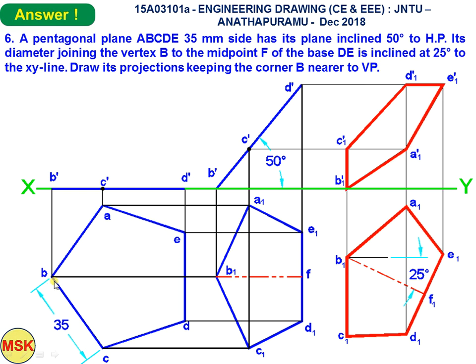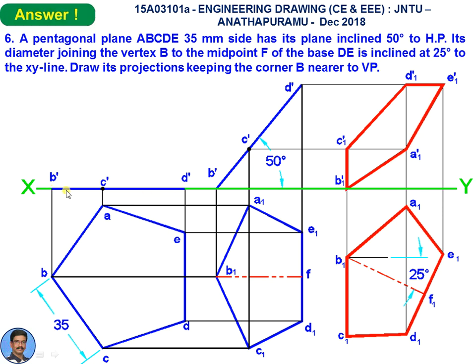Okay, with this only, if you tilt it, this corner will be resting on the ground. So this is the initial and first top view. Get the corresponding front view, B dash, C dash, D dash. Now go for the tilt. After tilting, the plane should be inclined at 50 degrees to HP.